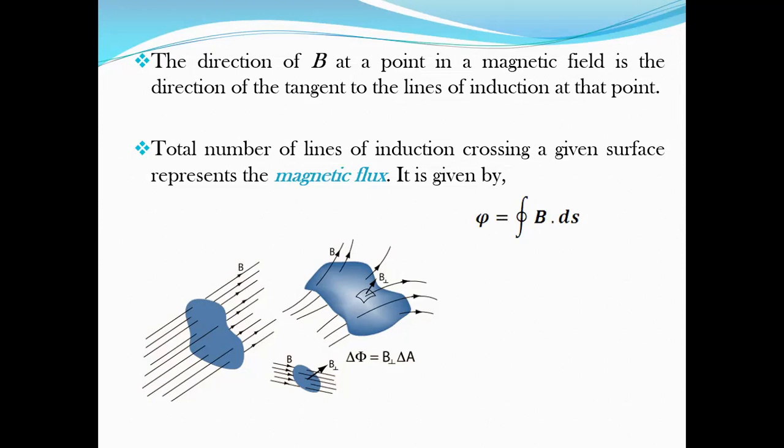B is a vector and ds is also a vector. But the product of that is a scalar. That is called the flux, the number of field lines passing through the selected area. We represent it as B dot ds.